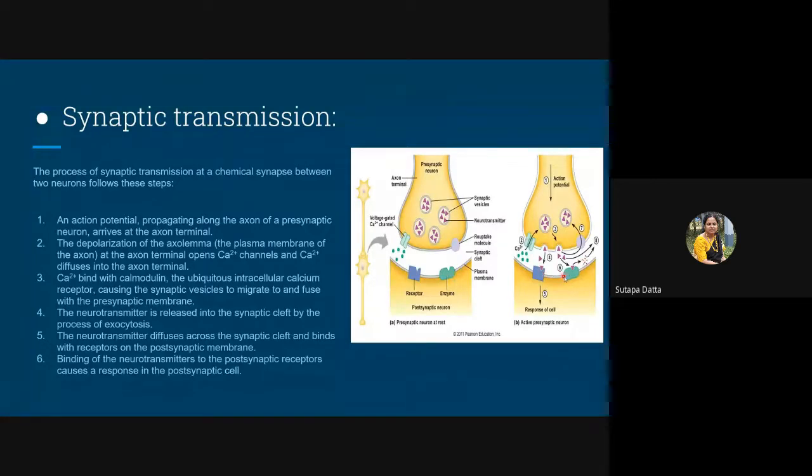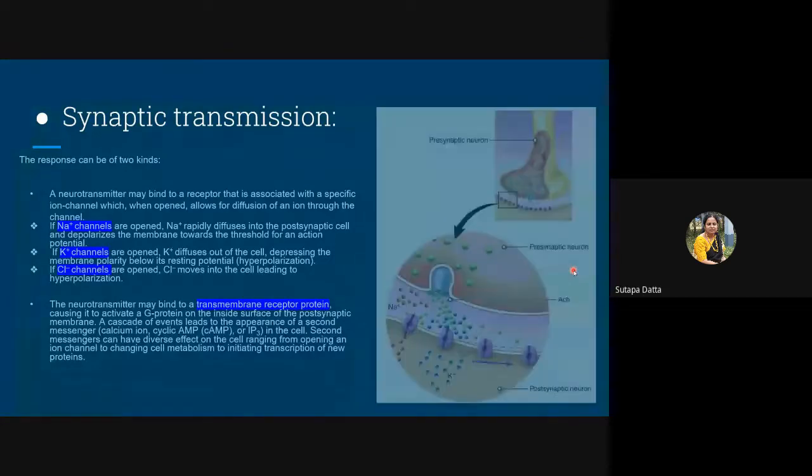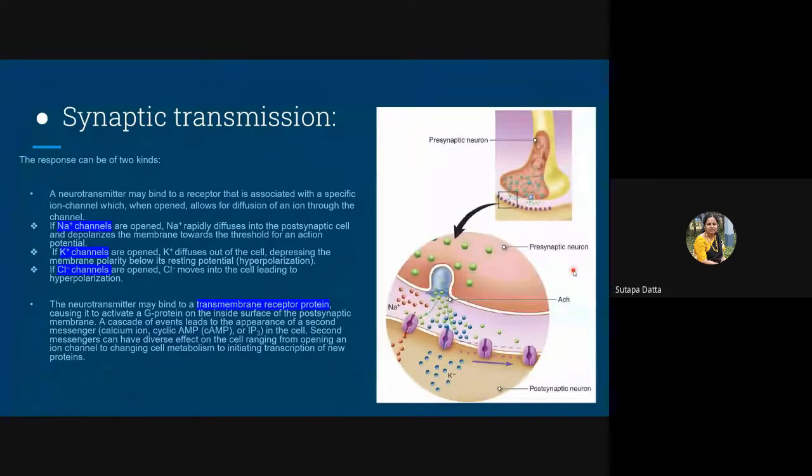You can see here there are specific receptors. This is the enzyme, this is the neurotransmitter receptor. So they specifically bind to the receptors on the postsynaptic membrane. And binding of the neurotransmitter to the postsynaptic receptor causes a response in the postsynaptic cell. Now, what are the responses? There may be different types of response.